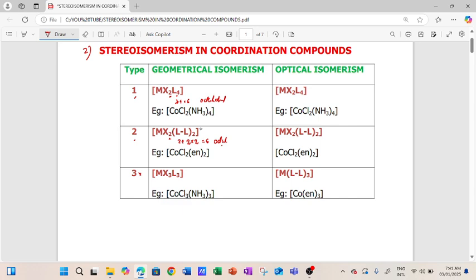The last type is MX3L3. Here 3 plus 3 makes 6, which is the coordination number, so that is also octahedral geometry. And in optical isomerism, it is M(LL) thrice, where LL represents a didentate ligand. One didentate ligand has two donor atoms, so 2 into 3 makes 6 as the coordination number, again octahedral geometry. So today I am going to discuss stereoisomerism in all these octahedral complexes.